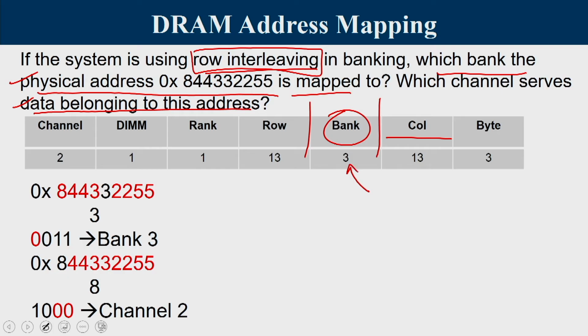And we know that the most significant 2 bits are given to channels. So, given the address 844332255, you know that the last 16 bits are for column number and byte. So, I am removing the last 16 bits, which are not of interest to me. The next 4 bits represent a 3. So, the binary value of 3 is 0011, out of which you take these 3 locations. That will give you 011. So, that means this particular address is mapped to bank number 3.